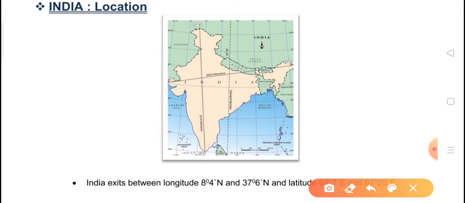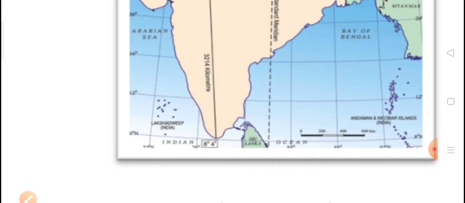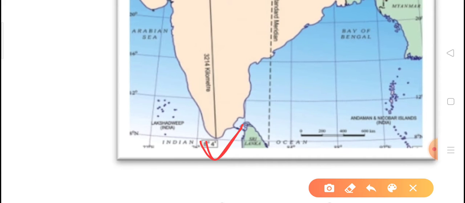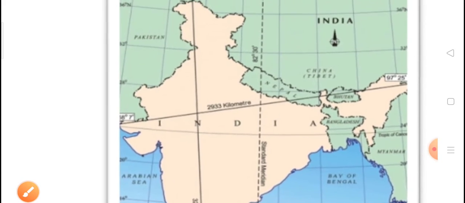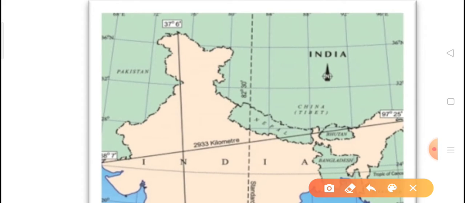So India's mainland exists between latitude 8 degree 4 minute north and 37 degree 6 minute north and longitude 68 degree 7 minute east and 97 degree 25 minute east. On map they are 8 degree 4 minute north and 37 degree 6 minute north, and longitude 68 degrees 7 minute east and 97 degree 25 minute east.